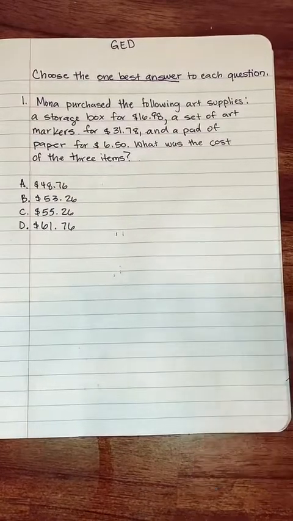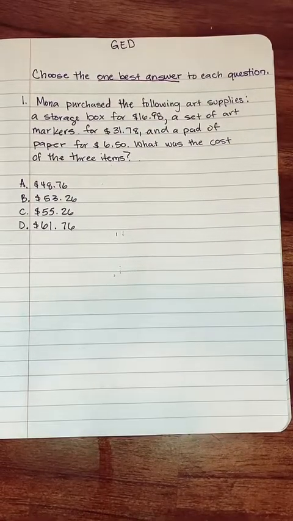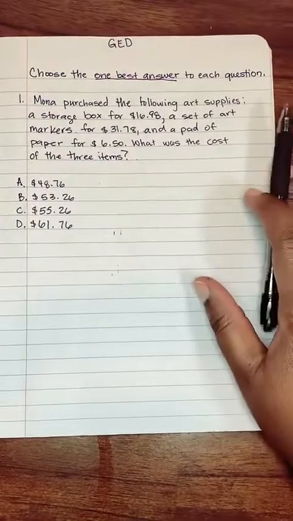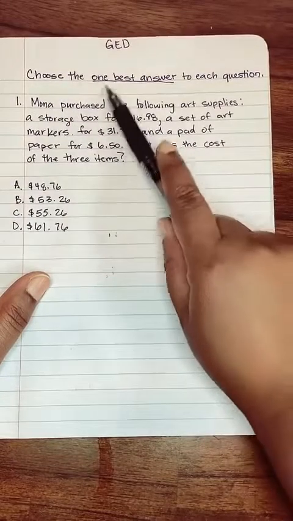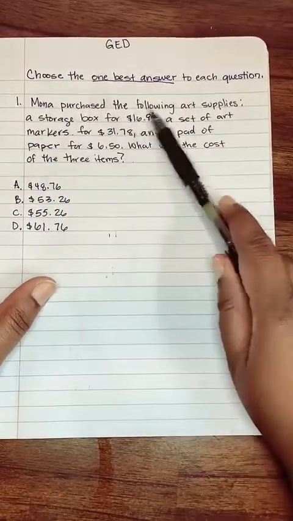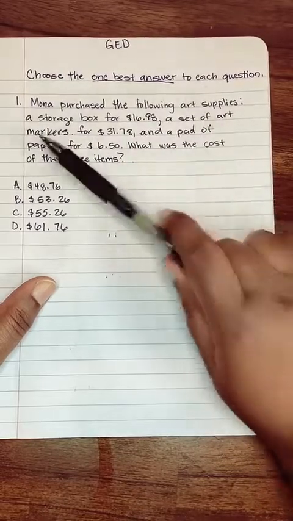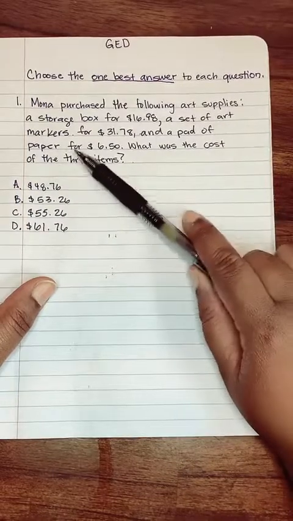Okay, so I'm going to let everybody try this. It says, choose the one best answer to each question. Mona purchased the following art supplies: a storage box for $16.98, a set of art markers for $31.78, and a pad of paper for $6.50. What was the cost of the 3 items?